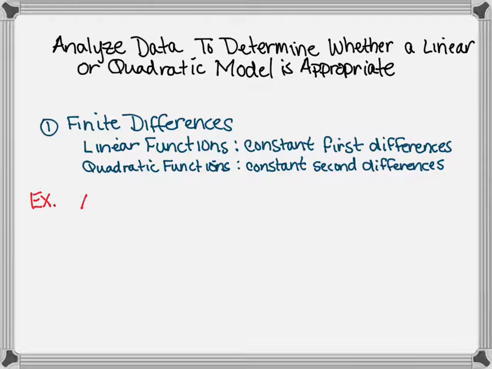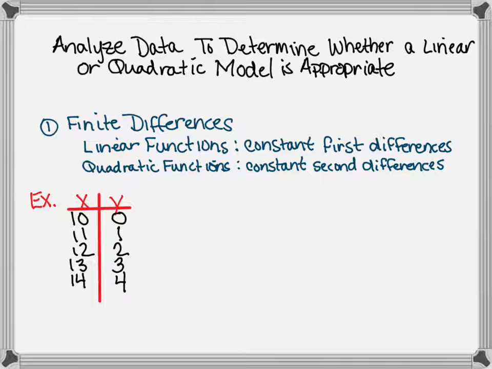So let's look at an example with a table of data. Here we've got xy values of 10, 0, 11, 1, 12, 2, 13, 3, 14, 4. And with this method, what's important first to check is that the x values are going up by a constant value. So from 10 to 11, we're going up 1. From 11 to 12, we're going up 1. From 12 to 13, we're going up 1. From 13 to 14, we're going up 1. So our x values are going up by a constant value.